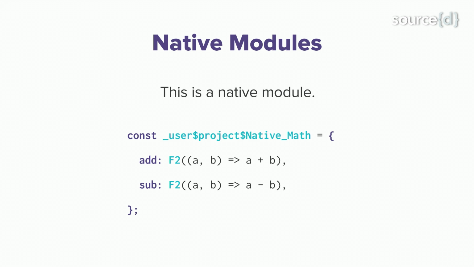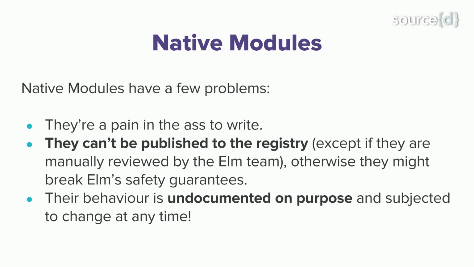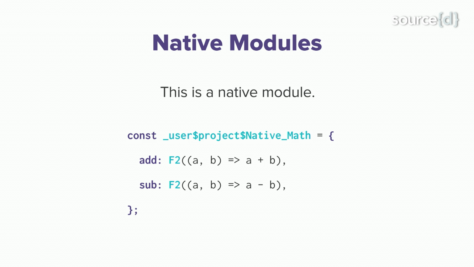So we're going to go into native modules first. This is a native module, as ugly as it seems. And this is actually nicer because it has the arrow functions. It gets uglier. So as you can see, native modules have a few problems. First one is they're a pain in the ass. You can see here, using everything in the Elm standard library is things like this. So it's probably very awful to use manually.